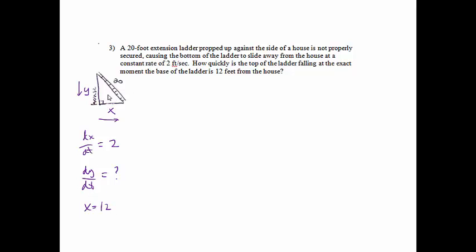The next thing is a formula. This is a right triangle, so I'm going to use Pythagorean's theorem. X squared plus y squared equals 20 squared. And now once I have my formula, I'm ready to take the derivative. The derivative of x squared will be 2x dx dt plus the derivative of y squared will be 2y dy dt equals the derivative of 20 squared, since that's a constant, will be 0.